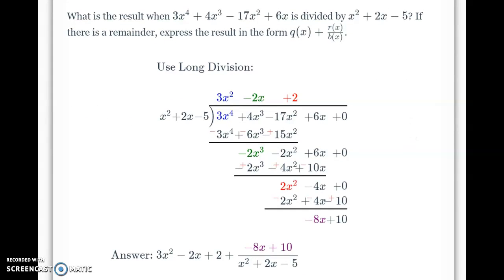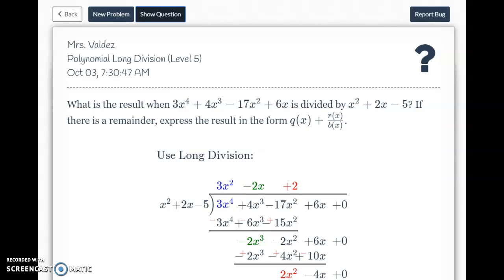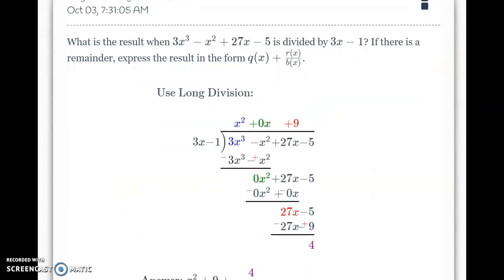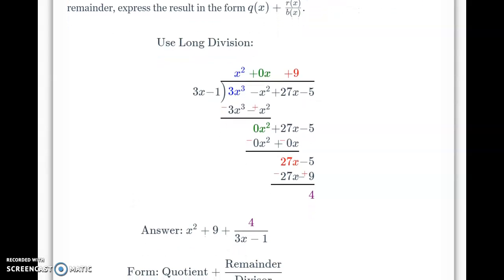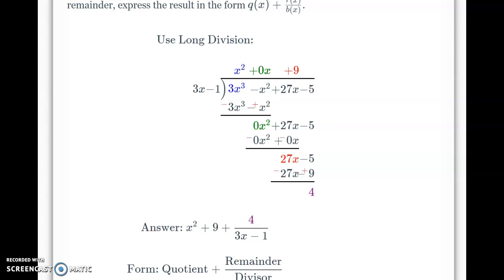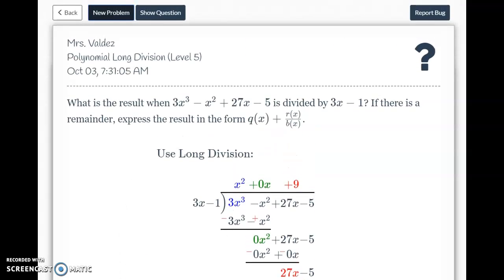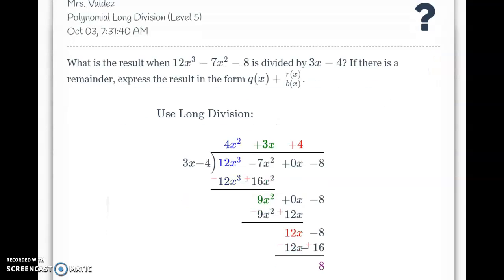So like right here, they had to put the 0 for this one. Let me show you another one, new problem. This one they had, no placeholder here, except that you do need that 0x there because there was nothing that multiplies. So 3x multiplied to be 0x squared is 0x. There's 3 times 0 is what gave you that. And then again, remember your remainder has to be put above your divisor, so that 3x minus 1. Let me see. New problem.